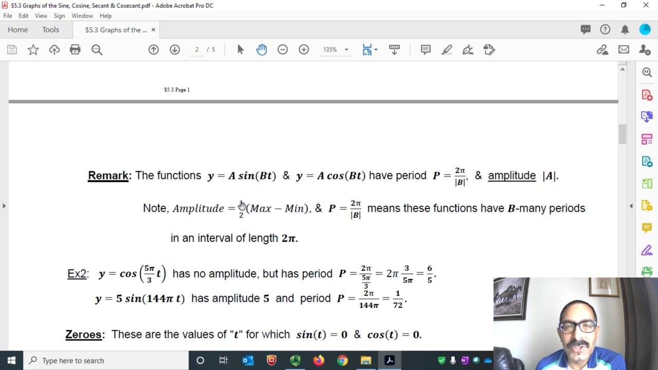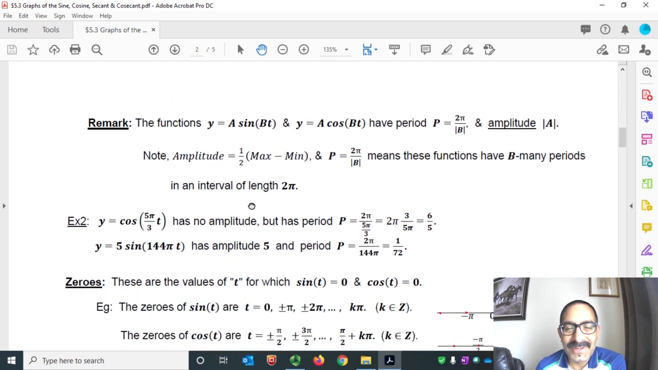Note the amplitude equals 1/2 times maximum minus minimum, and period equals 2 pi over b, which means these functions have b many periods in an interval of length 2 pi.